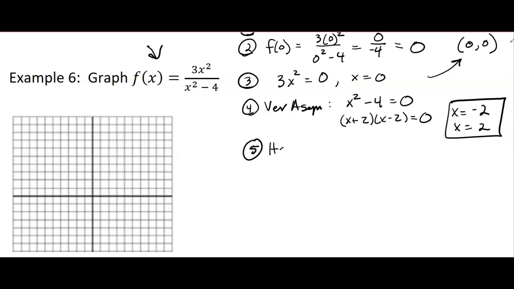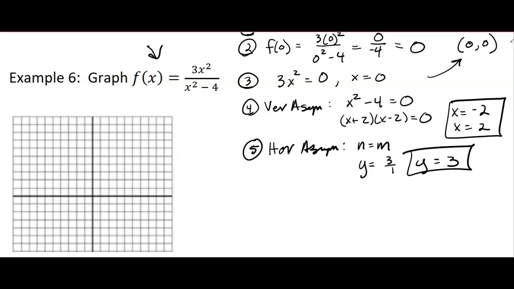What about horizontal asymptotes? Well, in this case, we've got n equaling m, same degree in the numerator as the denominator. And so it's going to be y equals 3 over 1, or y equals 3. That's going to be the horizontal asymptote. Okay, and then we just need more points. So to get more points, we're going to have to look at what we have.